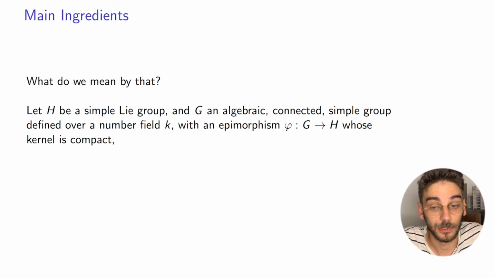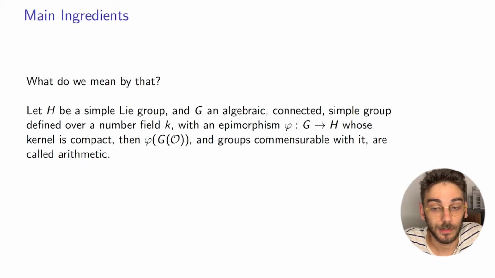Let H be a simple Lie group and G an algebraic connected simple group defined over a number field K with an epimorphism phi from G to H whose kernel is compact. Then the image of G of O, where O is the ring of integers of K, and groups which are commensurable with it are called arithmetic.